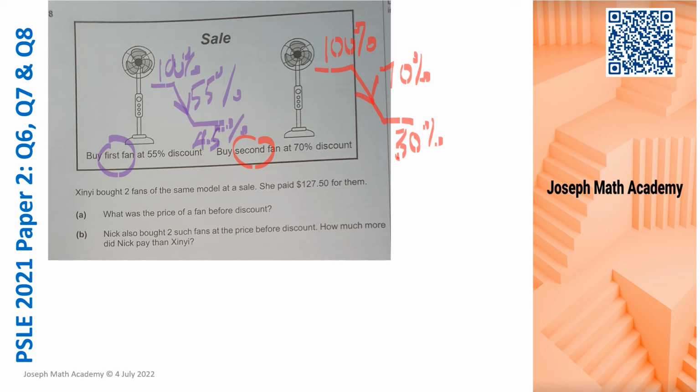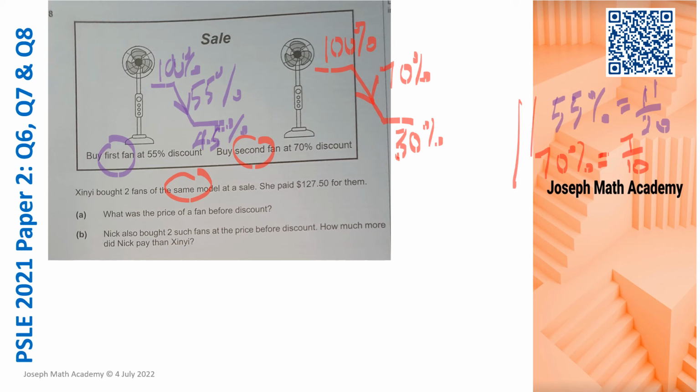Okay, so let me do 55% first. Now 55% in fraction, if you use a calculator, it is 11 out of 20. Then 70%, if you use a calculator, is 7 out of 10. Now take note, the two fans are of the same model. Same model means they should have the same original price. They should have the same 100%.